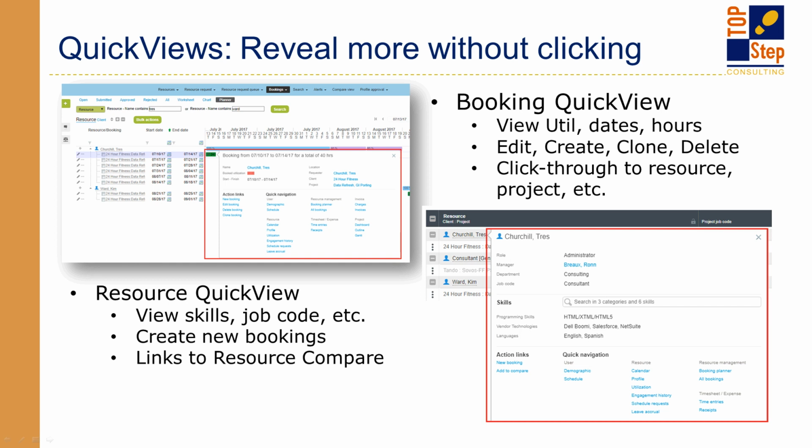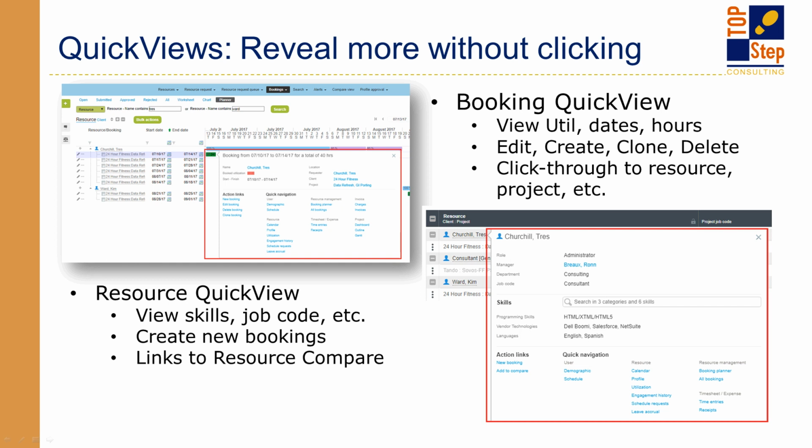Once enabled, you can hover over the data element. In the case of our first screenshot, we're looking at a booking quick view, where from the booking planner, we've simply moused over, not clicked, moused over a booking, and the section we see highlighted there is showing us the resource, their utilization for this particular booking. It's essentially giving us a lot of the information that we would otherwise have to click into the booking form to see.